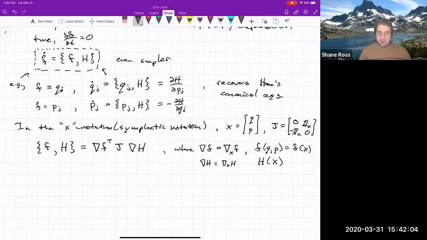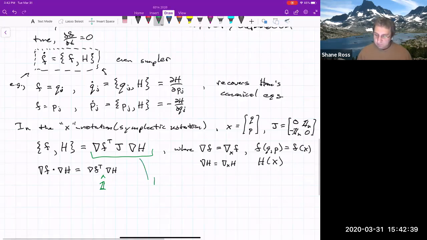So if we write it this way, if we did the gradient of f dotted with the gradient of h, this would just be the gradient of f transpose times the gradient of h. So this looks like some kind of funny dot product where, instead of there being an implied identity matrix there, we've got some other matrix. We've got the J matrix. So that's worth pointing out. This looks like a strange dot product of two gradients.